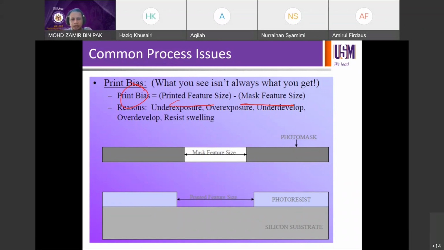Okay. So the reason could be underexposure, overexposure, underdeveloped, overdeveloped, resist swelling. Okay. You want to print this big space, in this case space, you end up like that all the time. You adjust the dose and it will still be off a bit. Or if you measure a line, you want to get this, but you're always getting this all the time, always on the lower side. If you're measuring lines, you can pay attention. Is it space or line? Is it the lines or the holes? Okay.